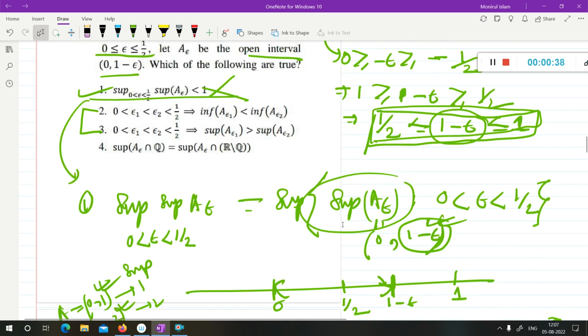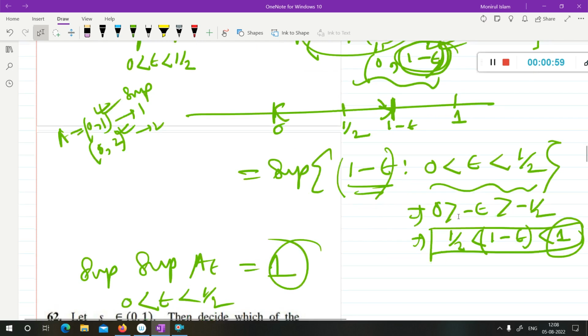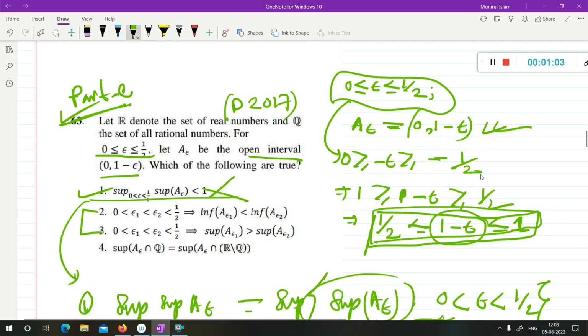Now, the supremum of A_epsilon: A_epsilon is nothing but the interval (0, 1 - epsilon). So what is the supremum? It becomes the supremum of 1 - epsilon, where 0 < epsilon < half. Multiplying by minus 1 and adding 1 gives the result, so the supremum of 1 - epsilon will be 1. So the supremum of A_epsilon will be 1, which means the first option is incorrect.